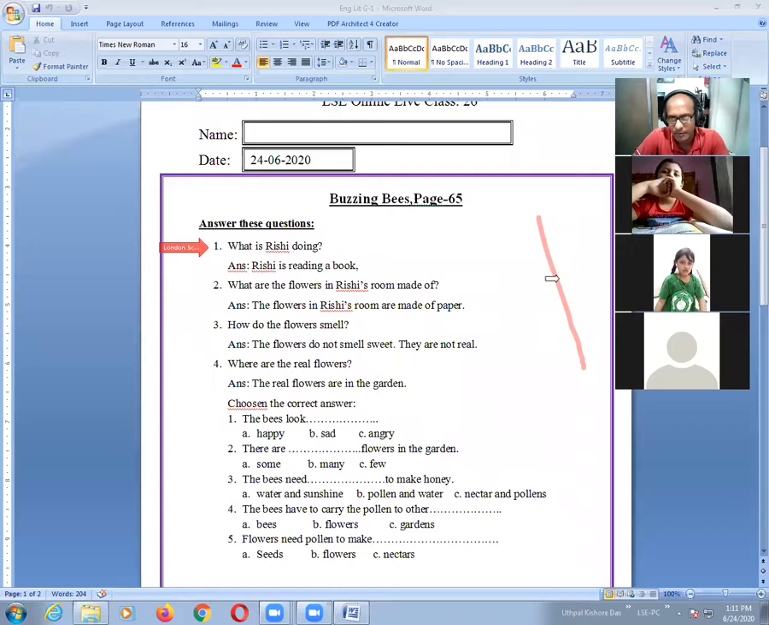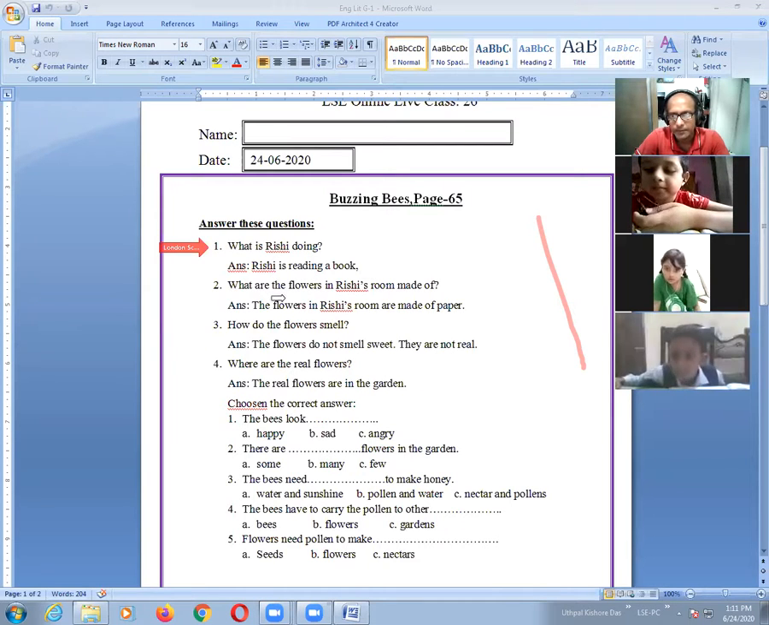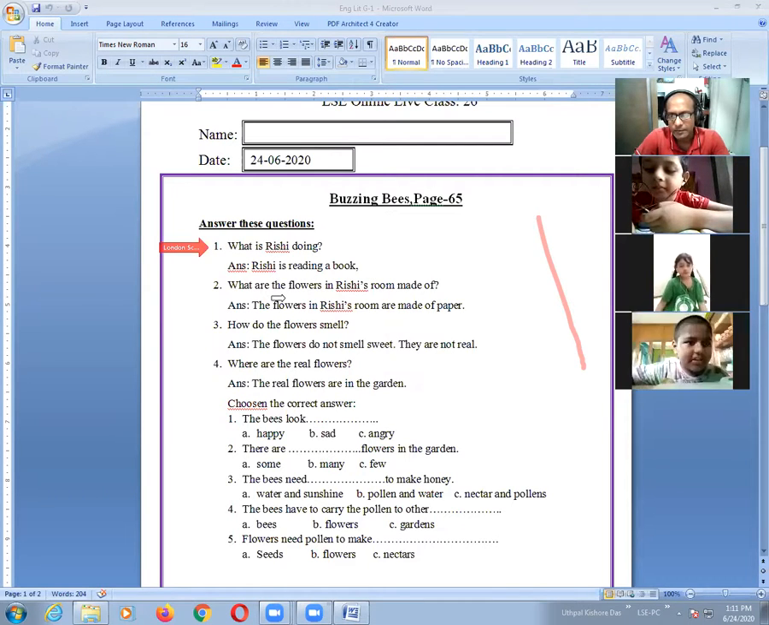What is Rishi doing? Answer this question. Rishi is reading a book. Reading a book. Fine, okay. Mustaqim, don't talk.